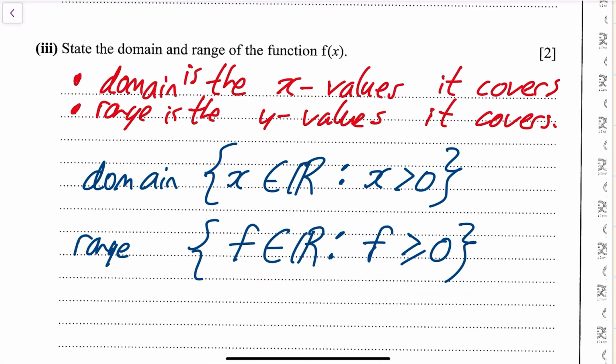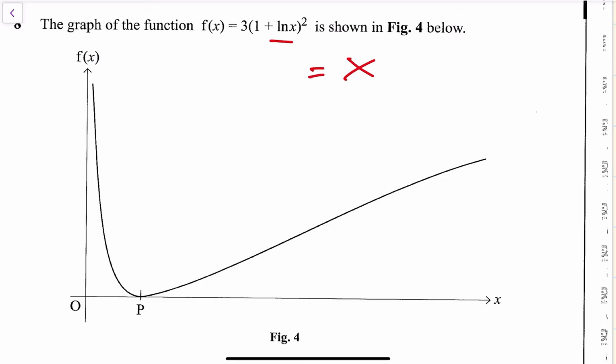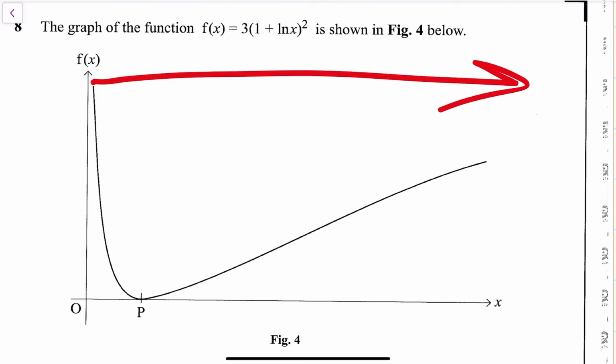Right, state the domain and range of the function. I do not profess to be great at functions, and I'm not a big fan of functions. But the domain is the x values it covers. The range is the y values it covers. So I've got the answer written down, let's go back and see what I've said here. The domain is the x values which are covered, so my domain is going to be out here. And remember, you're not allowed to be x equals 0. And my range is the y values which are covered. So my range is anything at 0 or above.